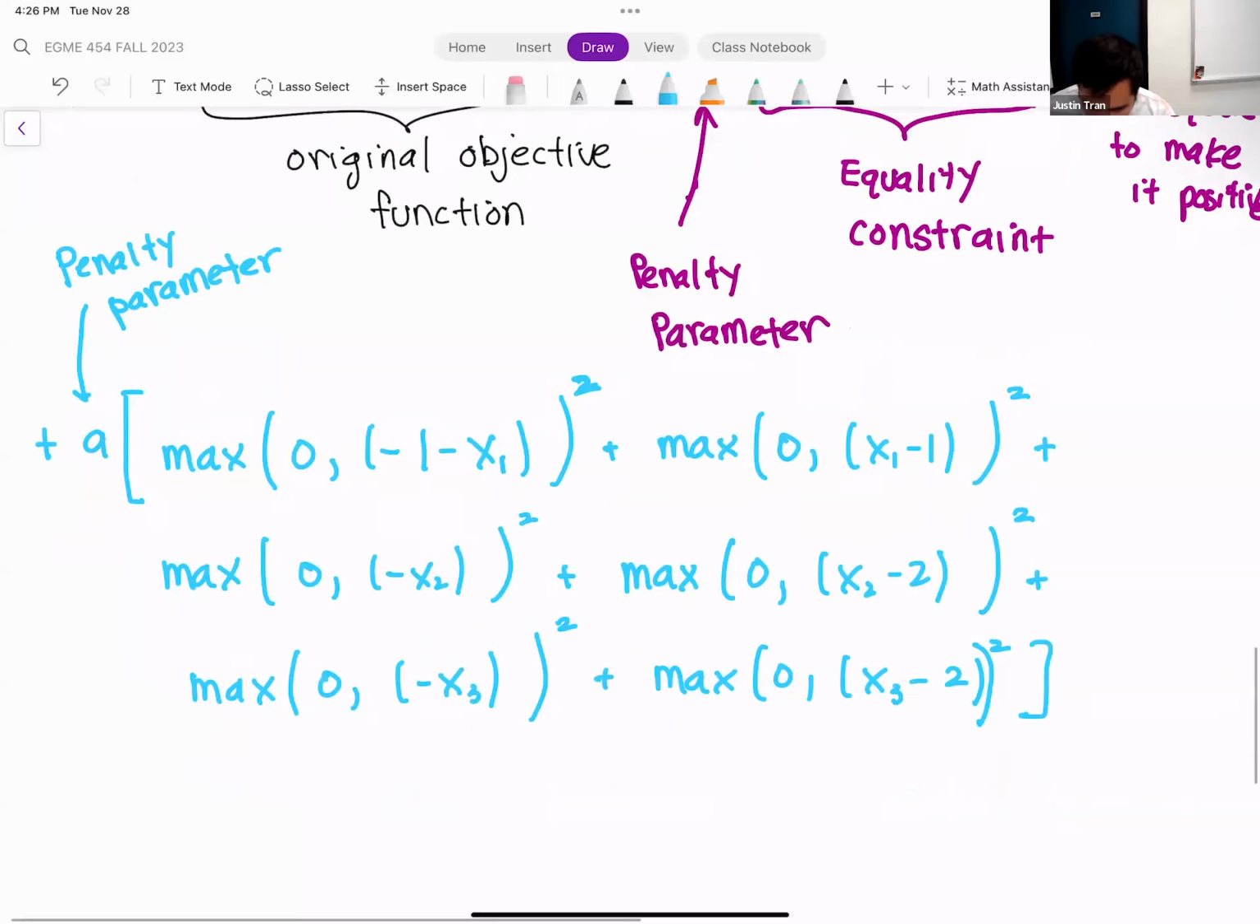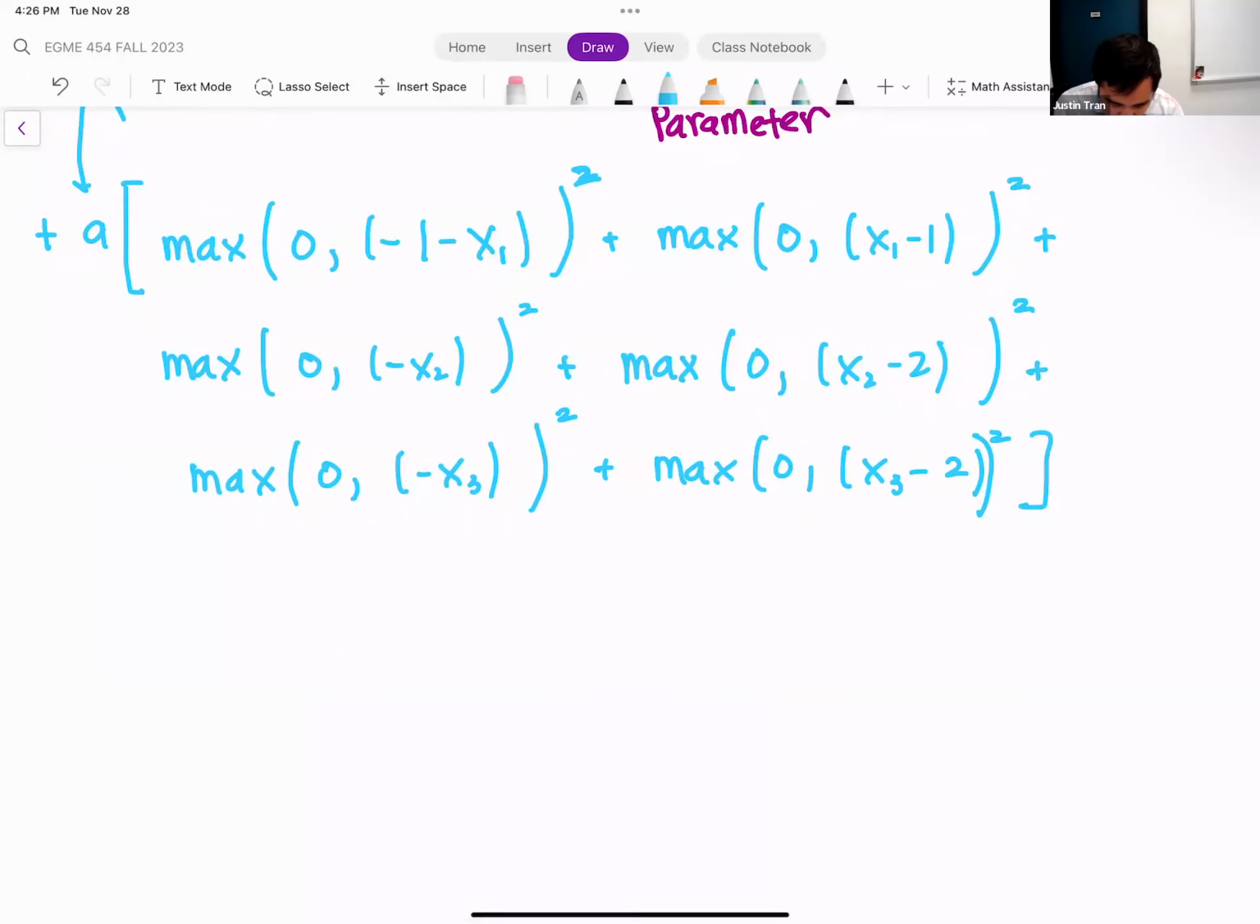So remember all of these different max functions. Let me just look at one here to show you. This max function is going to choose whatever is the maximum between 0 and minus x3, and that's what it's going to return.